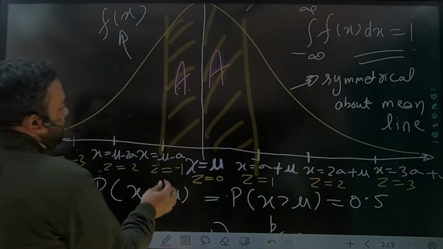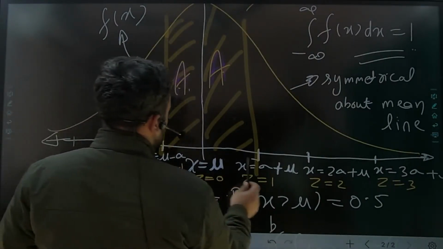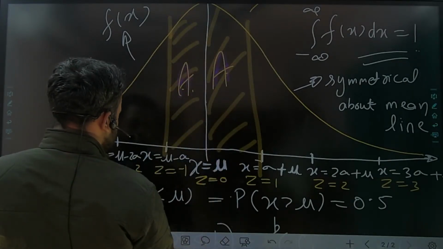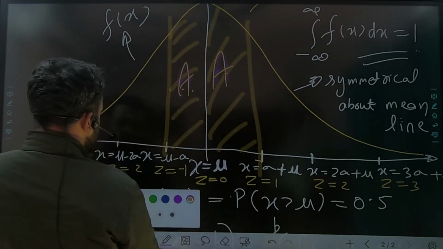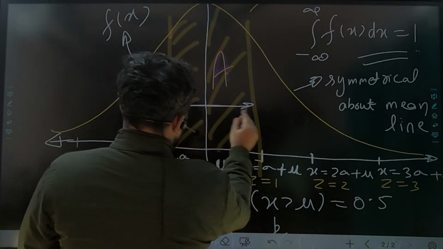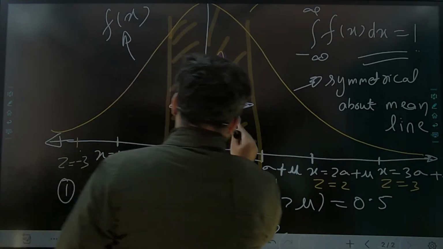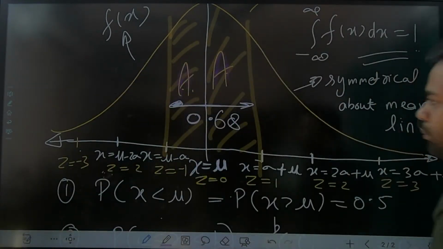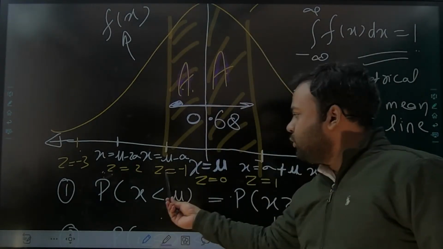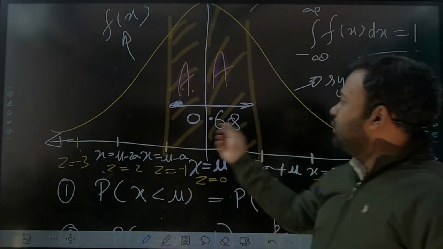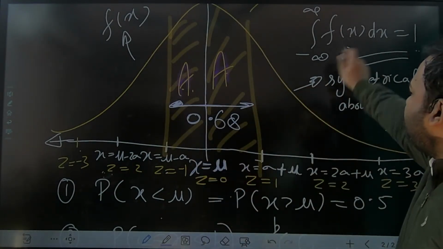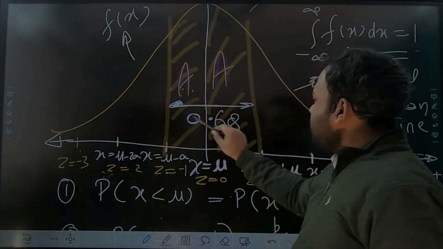Right? From minus 1 to plus 1, this total area will give me the probability, and that is coming out to be 0.68. Total area under this is giving me the probability from z equal to minus 1 to z equal to plus 1. If you perform that integration, keeping that big function over here, you will get 0.68, right?